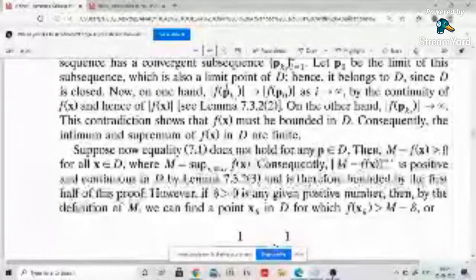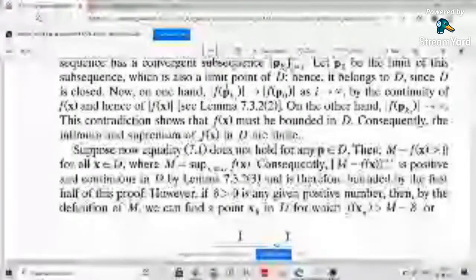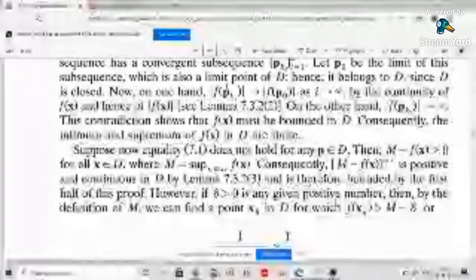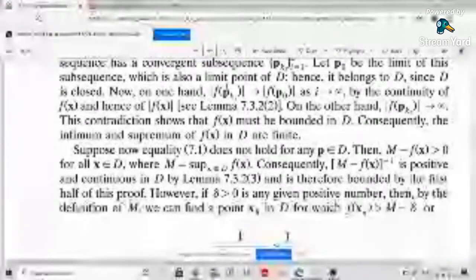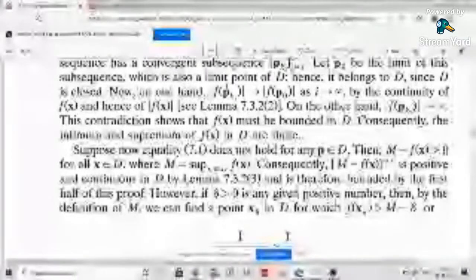From the above paragraph, we have shown that a continuous function defined over a closed bounded interval is also bounded. So we know that M minus f of x raised to minus 1 is a continuous function, which is also defined on the closed bounded interval D, and hence it should be bounded. So it is bounded by the first part of the proof.